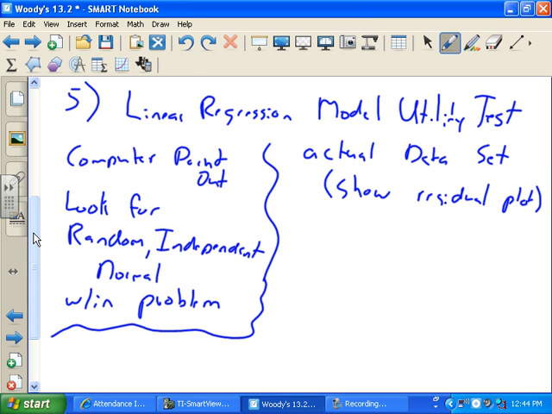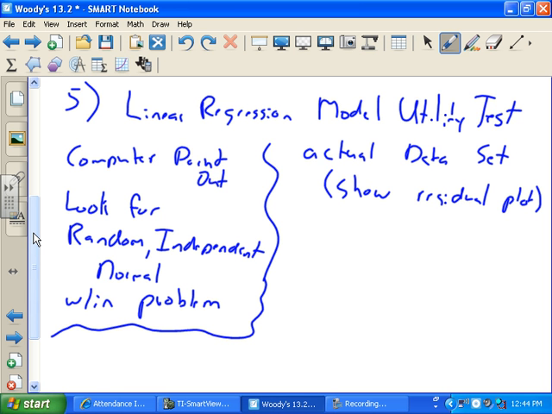If they give you a computer printout and they don't give you a residual plot, then you need to look in the problem: does it say that it's random? Does it say it's independent? Do we have reason to assume that it's normal? If they give you a residual plot with the computer printout, all you need to do is refer to it. Again, all of these are met if your residual plot doesn't have patterns in it.